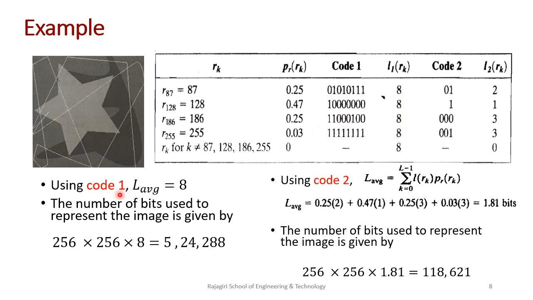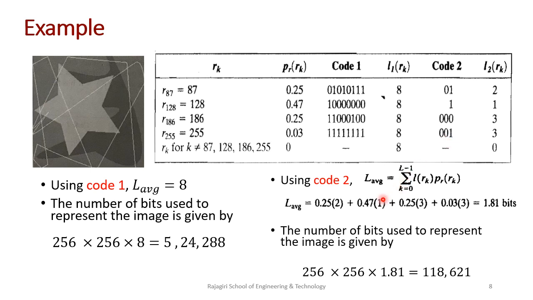So using code 1, the average number of bits used to represent each pixel is 8 and the total number of bits used to represent the entire image is given by the size of the image, which is 256 cross 256, times 8. Code 2 is an example of a variable coding scheme in which the intensities with higher probability are assigned a lower number of bits, whereas the intensities with lower probability are assigned a higher number of bits.